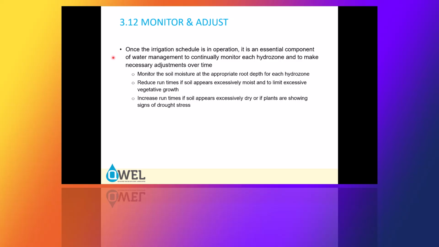So we want to monitor the soil moisture at the appropriate root depth for each hydrozone. We want to reduce runtimes if soil appears excessively moist and to limit excessive vegetative growth. We want to increase runtimes if soil appears excessively dry or if plants are showing signs of drought stress.